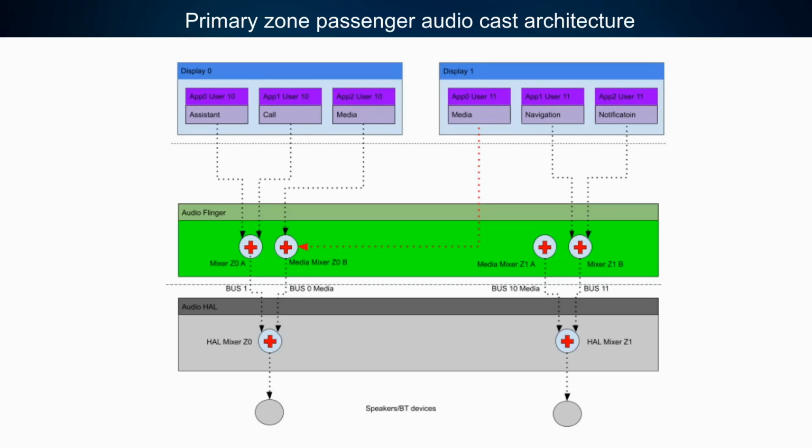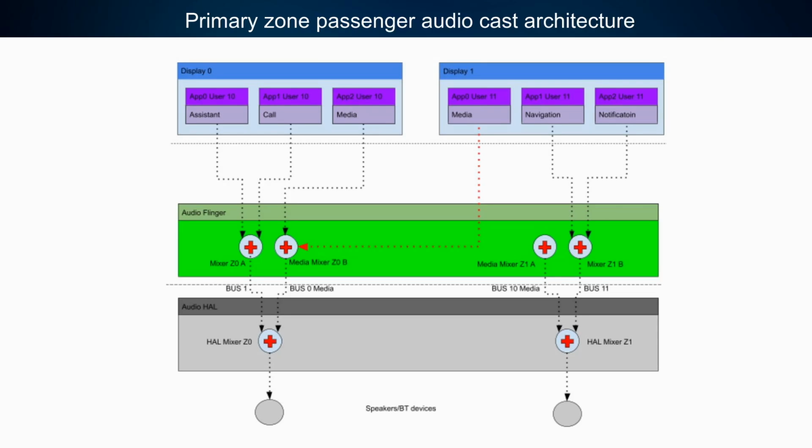Next, we see the audio flinger. This is the main mixer of Android. The driver's audio goes through a mixer on the left. The passenger's music goes through a mixer on the right, connected by the red dotted line. Then this audio signal is sent to the audio HAL, the car's audio control center. Here's the special part to it. The passenger's music audio is routed directly to the HAL of the driver audio zone. This process is called primary zone audio cast.